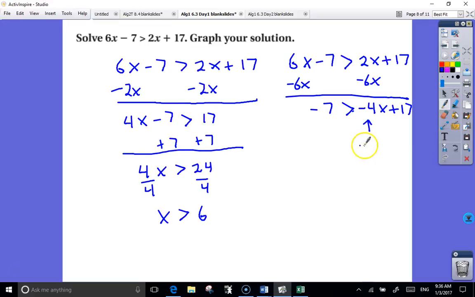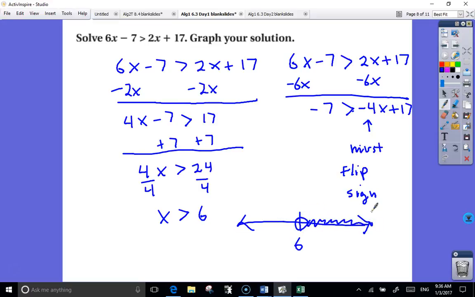Oh my Lord. Okay, so graph. Okay, last you try.